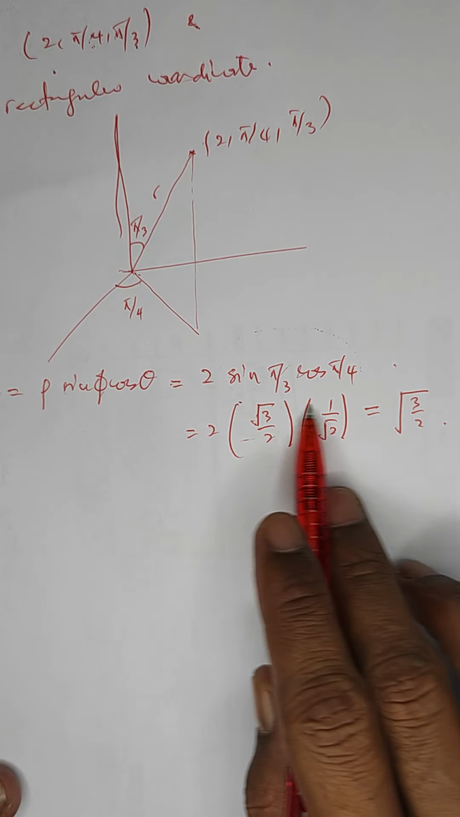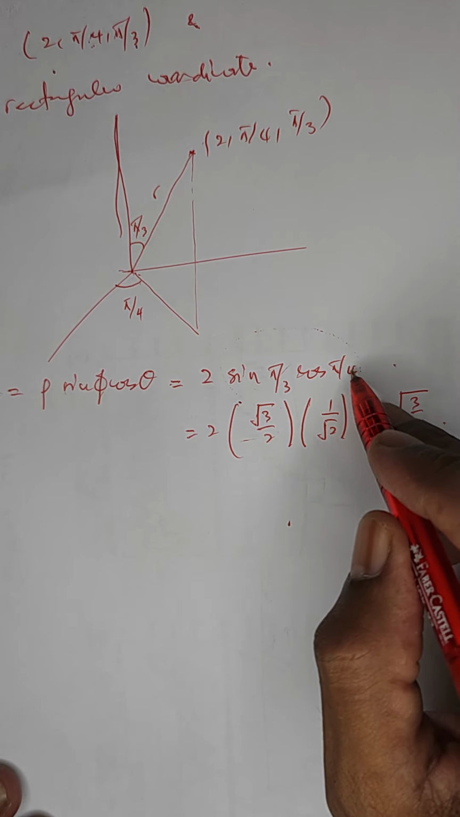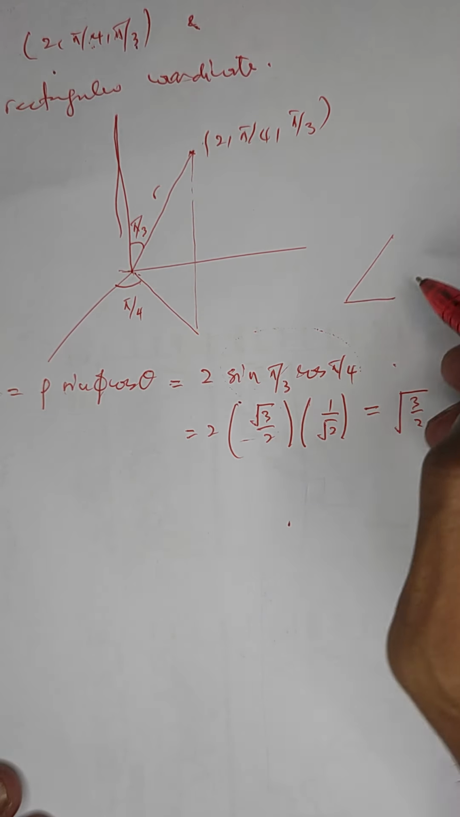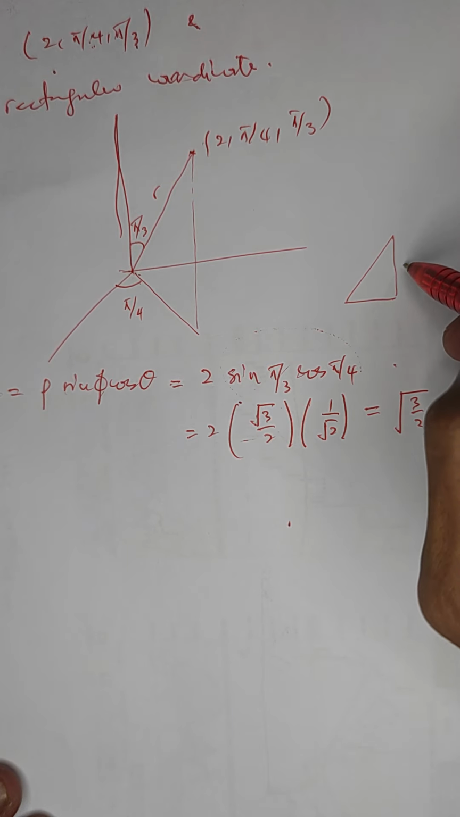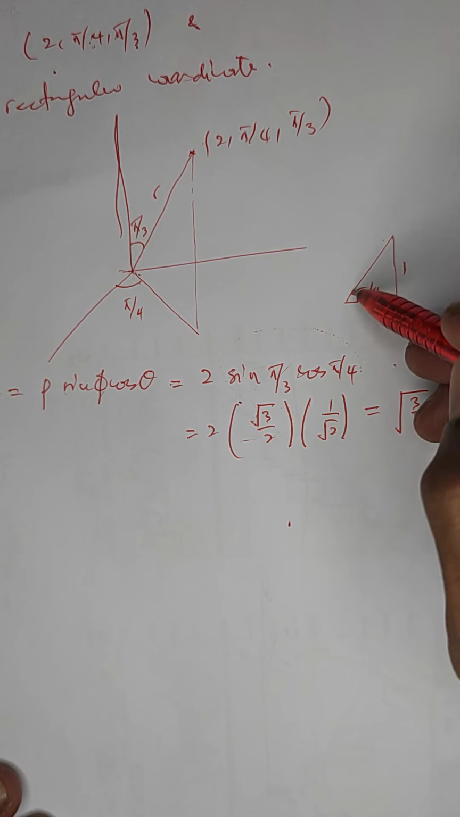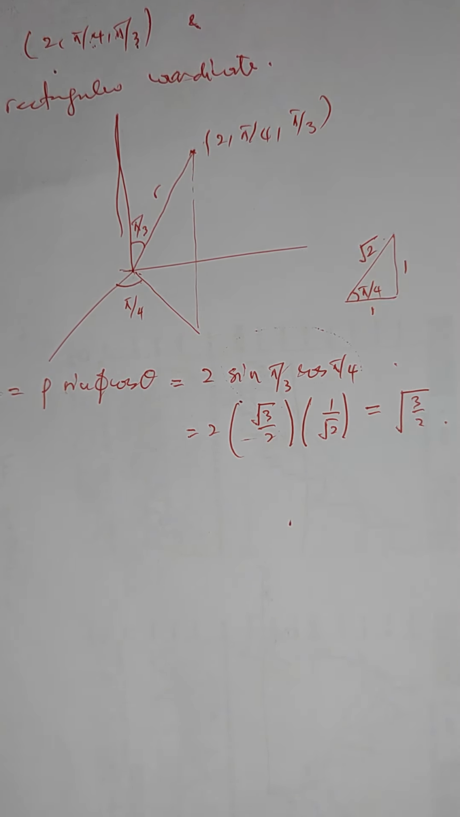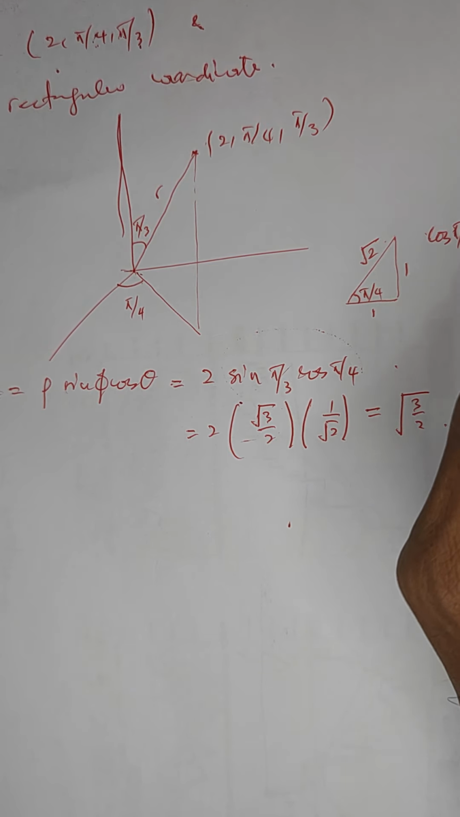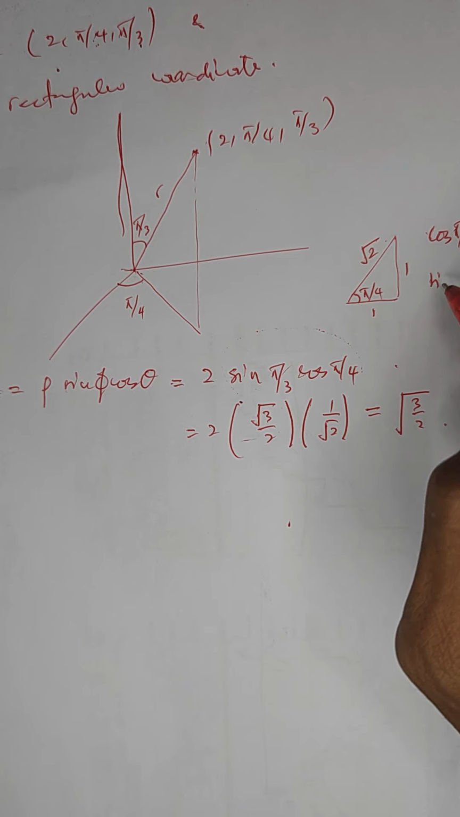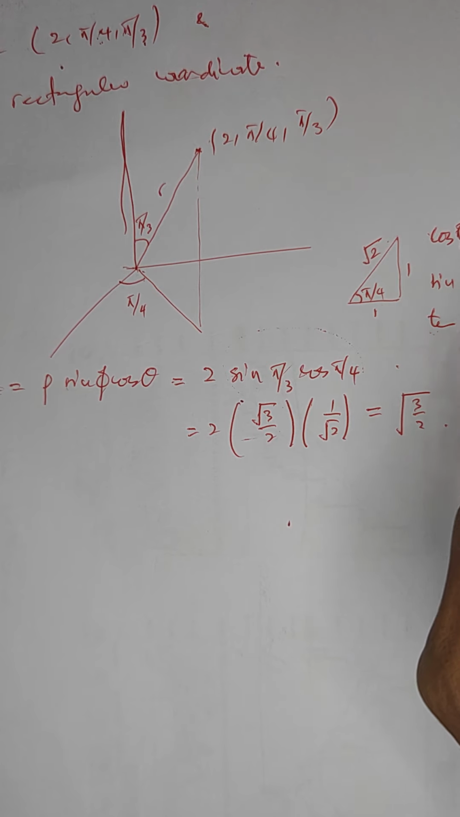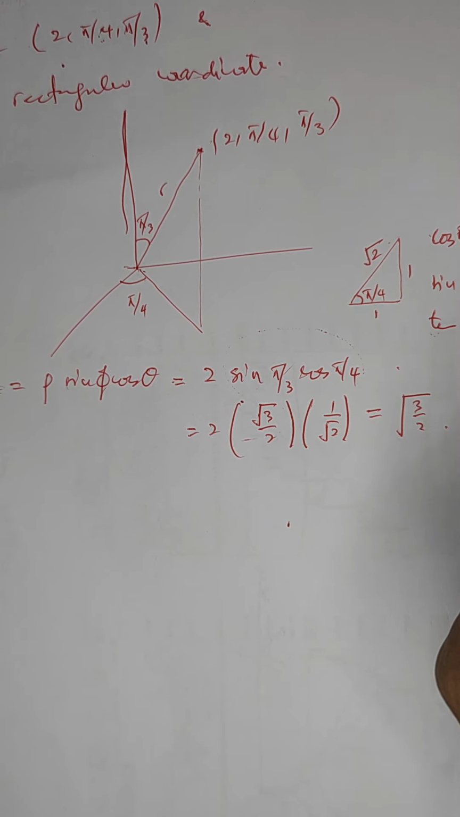Now how do we find these values? For pi over 4, we have adjacent and opposite distances of 1, 1. So the hypotenuse is square root 2, using the Pythagorean theorem. From there, cos pi over 4 is 1 over root 2, sine pi over 4 is 1 over root 2, and tangent pi over 4 is 1.